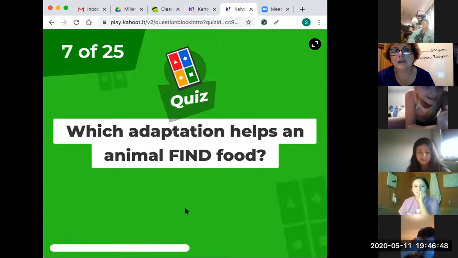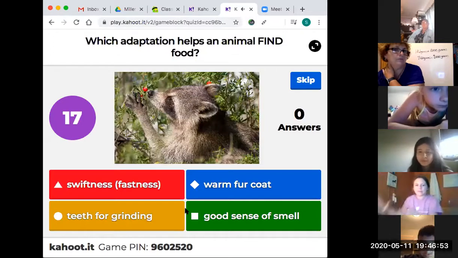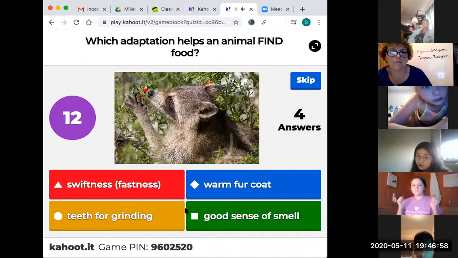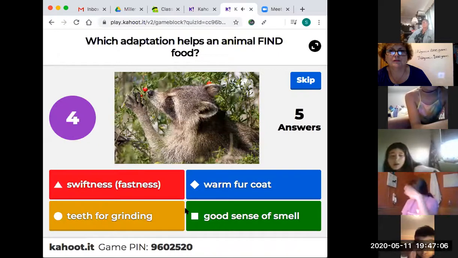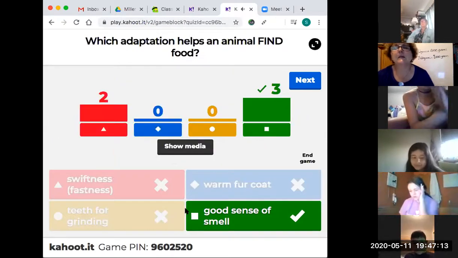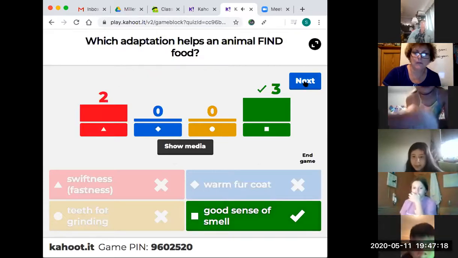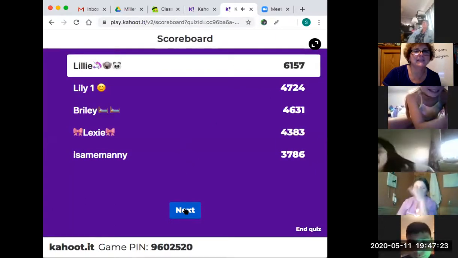Which adaptation helps an animal find food? Which one of these helps this animal find food? That's like the easiest. My grandma has 2 raccoons. We trap them and see what they do. I feel like there's 2. And here's one thing I want to know. How did it get in the tree? Good. Raccoons have a good sense of smell. Yeah. All right, let's see if it changed. Oh, nothing changed. All right.